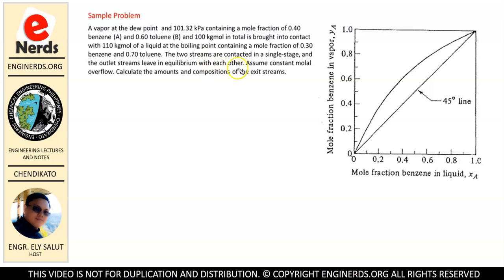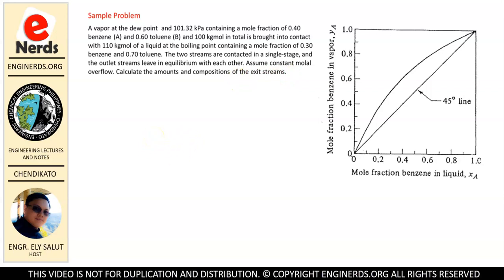So, ito na nga yung topic natin. No? Single stage siya and we are having an equilibrium contact, no, in our vapor and liquid. So, assume constant molal overflow. So, ito na yung binasa natin just a while ago. And calculate the amounts and composition of the exit streams.